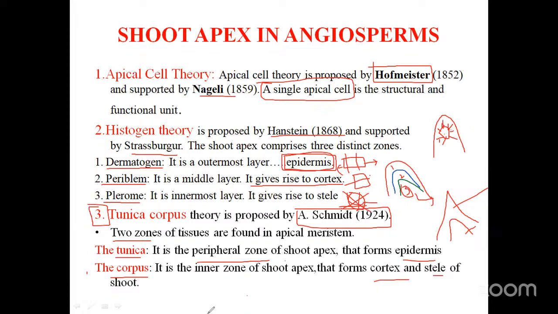So these are the shoot apex theories. Three are important: apical cell theory, histogen theory, tunica corpus theory. But the most accepted theory is the tunica corpus theory. Let's see them diagrammatically now.